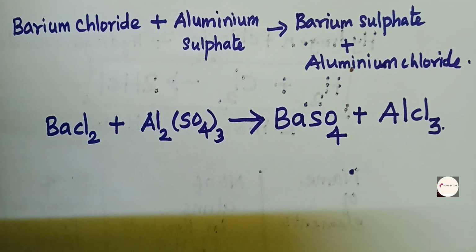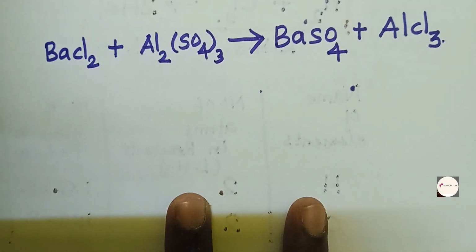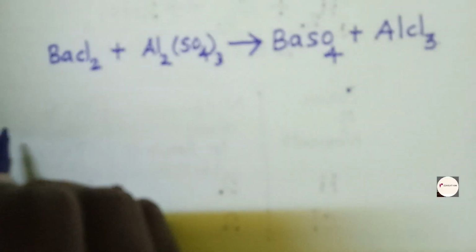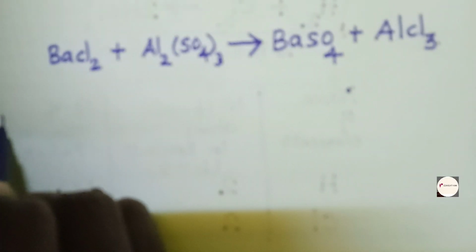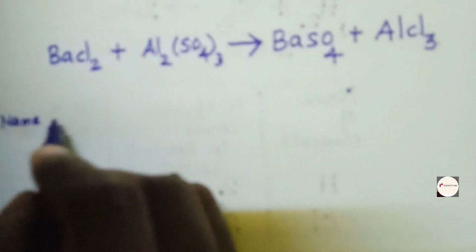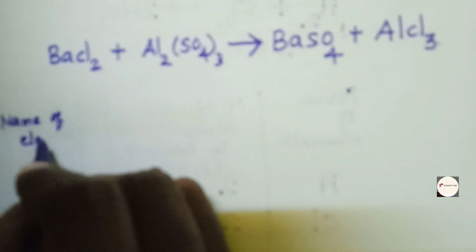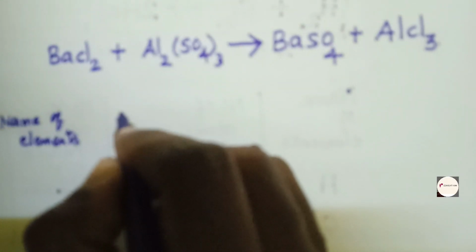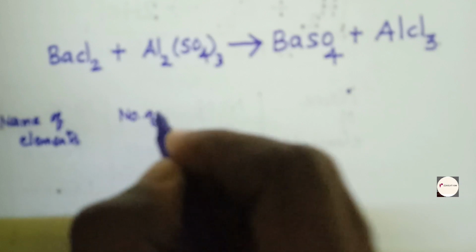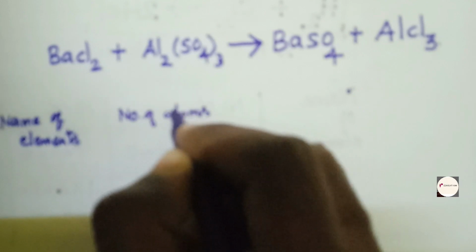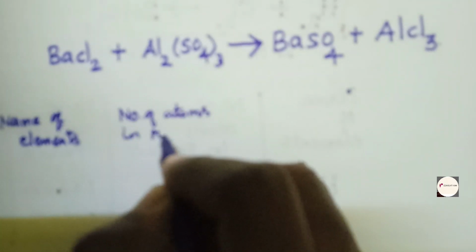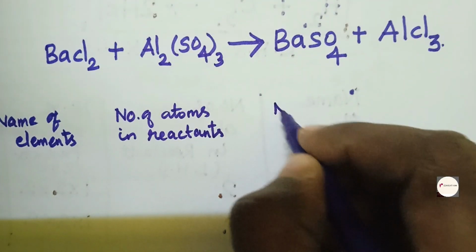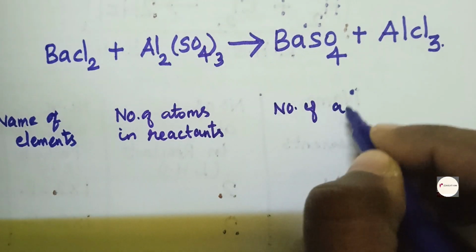Now we are going to balance this equation. What you have to do to balance the equation? You have to write the name of elements. என்னென்ன எலிமெண்ட்ஸ்லாம் இருக்குன்றதை நம்ம எழுதணும். நெக்ஸ்ட் நம்பர் ஆஃப் ஆட்டம்ஸ் இன் reactant side and the number of atoms in the product side.